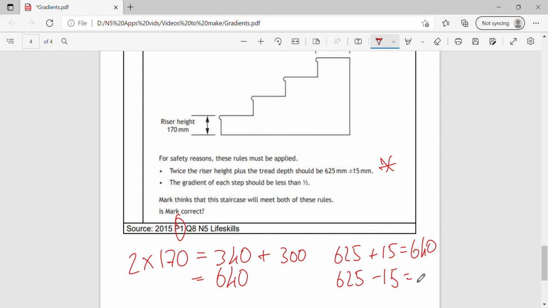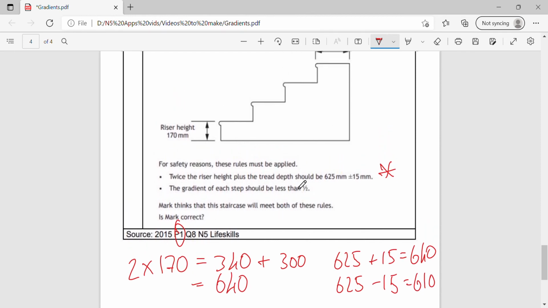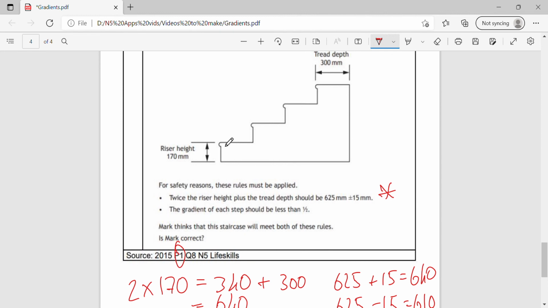So it is indeed between those, because 640 is the maximum that it can be. So it meets rule 1. But the second one, it has to have a gradient that's less than a half. So let's picture the gradient of each step. So gradient would be like this. That's the gradient of each step. So the triangle is this. The height is 170 and the tread depth is 300.